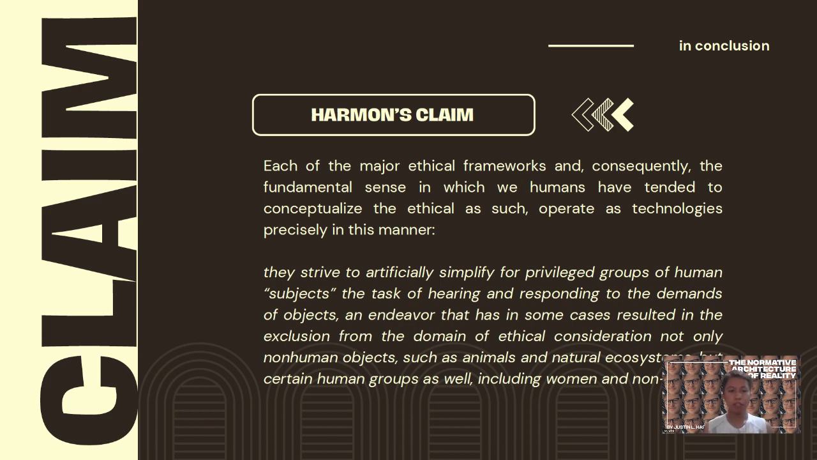Harman also claims that major ethical frameworks function as technology that simplify the process of perceiving and responding to the demands of objects. However, these frameworks often prioritize privileged groups of human subjects and exclude certain entities from ethical consideration. This includes non-human objects like animals and natural ecosystems, as well as certain human groups such as women and non-whites. The author suggests that these exclusions are a result of the artificial simplification imposed by ethical frameworks.